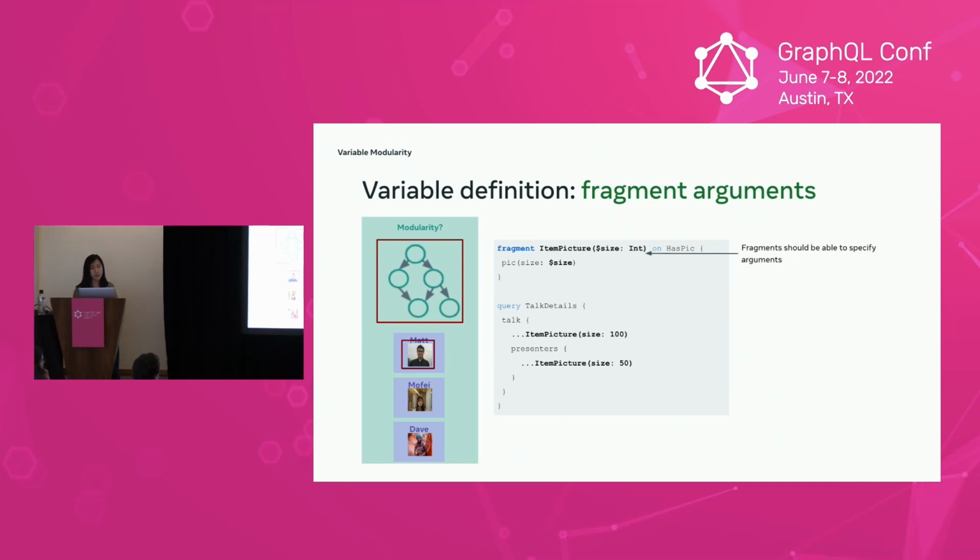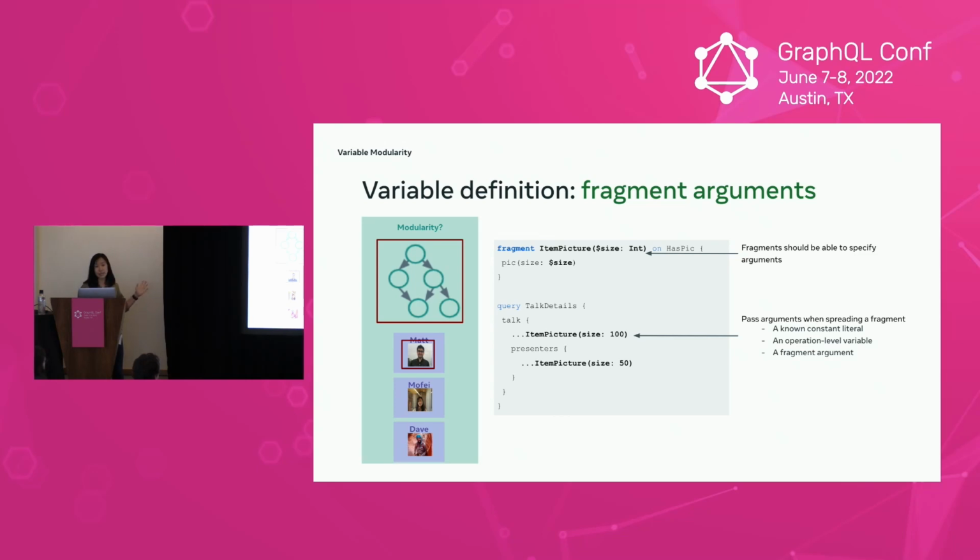So first, every fragment should be able to specify its own arguments and an argument definition. Here, item picture declares that it needs a variable called size, and everywhere that spreads this fragment can now pass in the desired size, which can be either a known constant literal, as we're using here, an operation level variable, or another fragment's argument if the fragment spread is happening from a parent fragment.